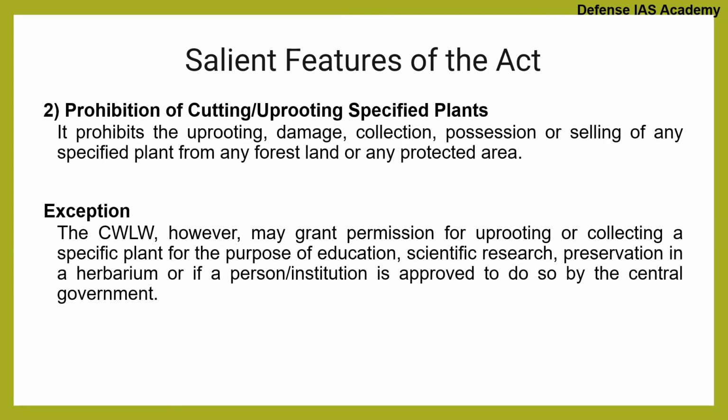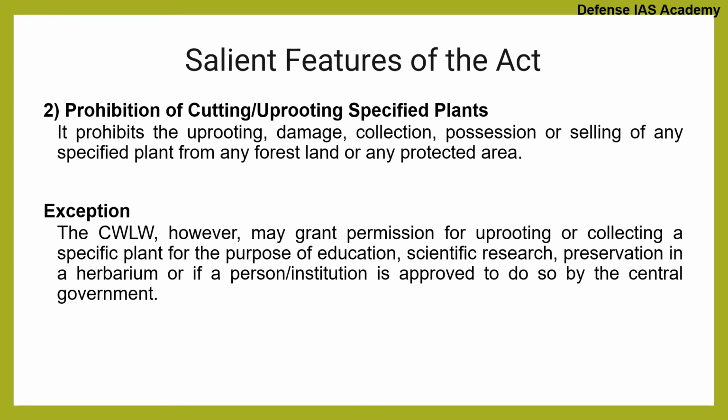Now, what is the second feature? Second is prohibition of cutting or uprooting specified plants. This particular Act prohibits the uprooting, damaging, collection, possession or selling of any specified plant from any forest land or any protected area. So it has provisions for preventing uprooting, damage, collection, possession and selling of the plants or trees that are part of a forest land or any protected area.